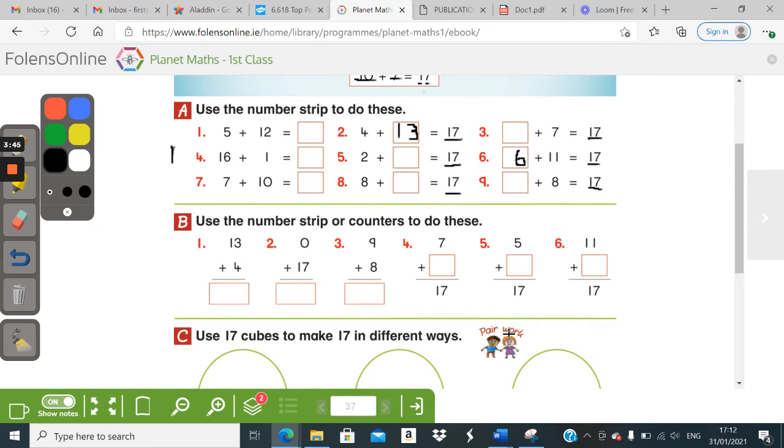Okay, B is exactly the same as A. It looks different because instead of our number sentences going horizontally across the page, we're going vertically, which means we're going up and down. Now, 1, 2, and 3.